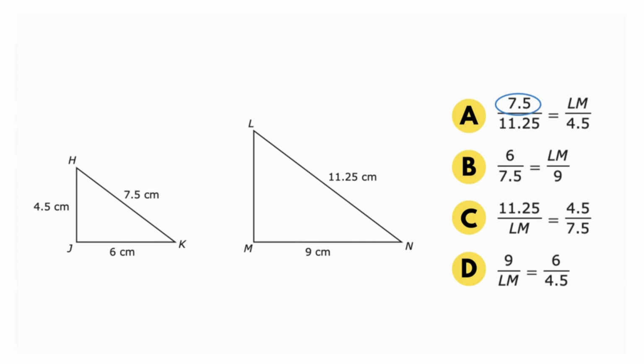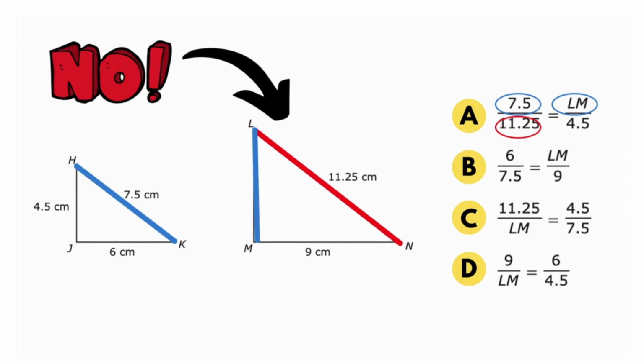So we're going to look at A first. We're going to put 7.5, and we're going to highlight that side because we're looking to see if they match up in our proportion. Now, underneath it is 11.25. Now, let's highlight that in red. We circled it in red so we can compare. Are they on the same side? It looks so. So let's move on. Let's look at our blue LM. The LM on there is actually on our red triangle, so that won't work for our proportions.